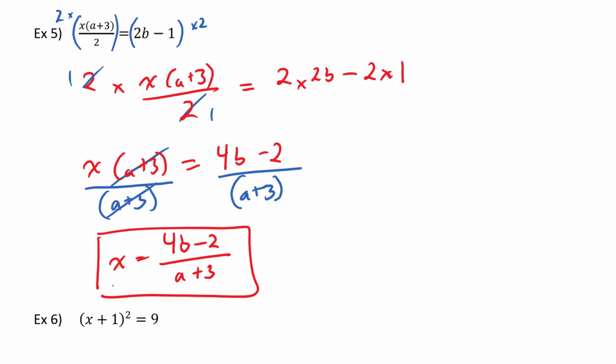Now we have solved for x. It's not a number, but we still solved for x. This is as far as we can take it. Unless we know the values of a and b, there's nothing else we can do any further.